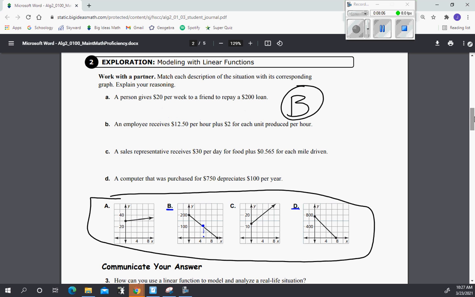We really don't have to do that much thinking in these. Part B: an employee receives $12.50 plus $2 for each unit produced per hour. Well, which graph starts at $12.50? C, right?